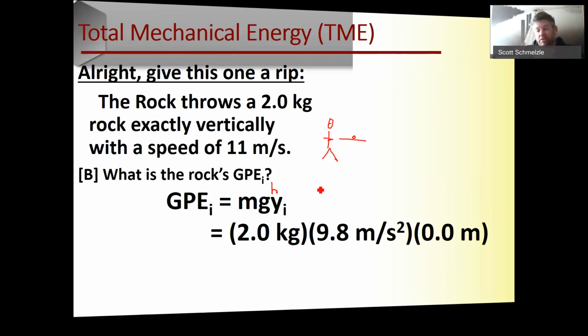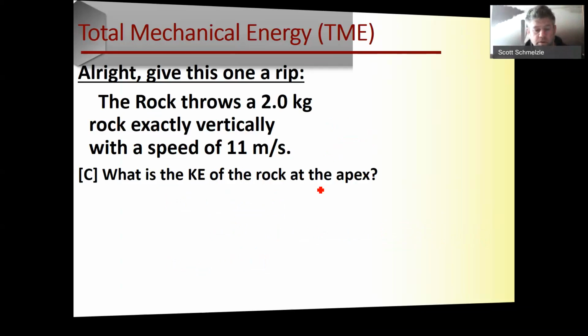So we're saying that this is basically 0 meters for us. So our initial GPE is 0. And that should be 0 because remember, it's based off of the height. If the height is still 0, it doesn't have any gravitational potential energy.